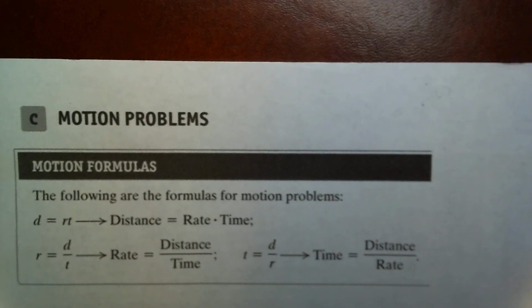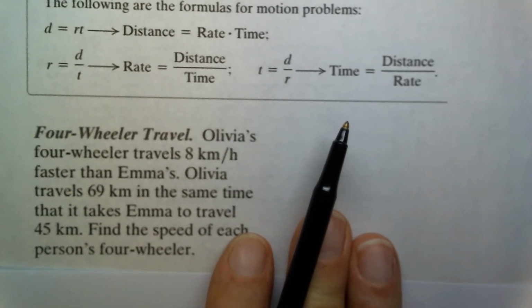Next, we'll be talking about some basic motion problems. And the basic motion formulas are as follows. D equals R times T. In other words, distance equals rate times time. And we can solve the equation for R, the rate, which would be distance divided by time. Or we can solve the equation for time, which would be distance divided by rate. So let's look at the following example.